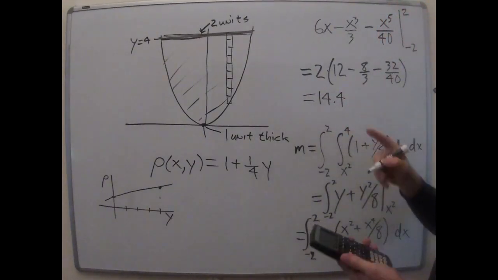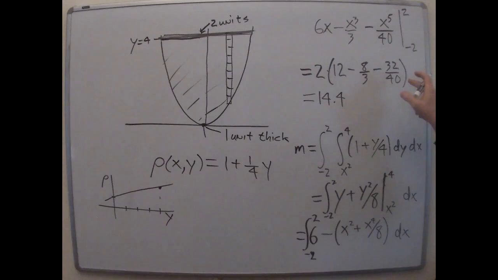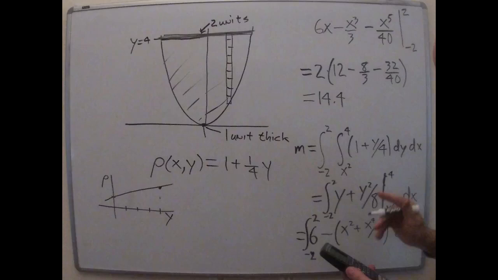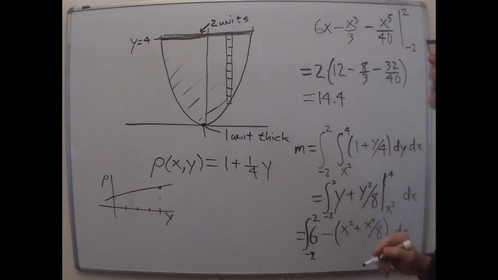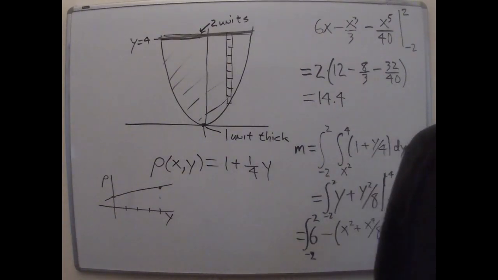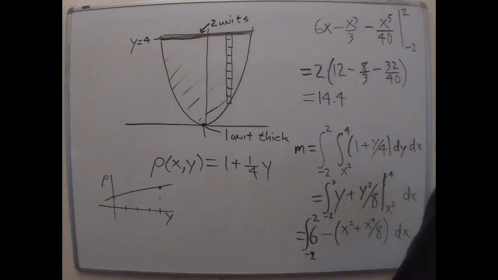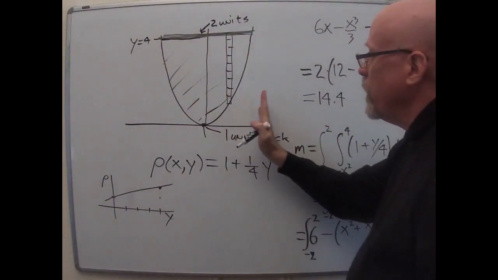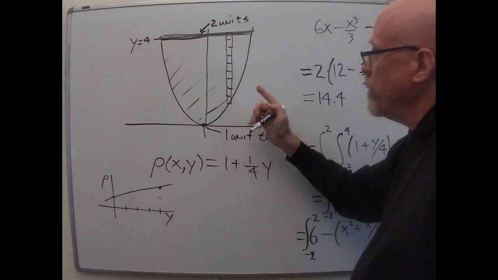And that's not an approximation. It came out 14.4 exactly. So I guess something happened with tenths. I'm surprised because there's this thirds in there. Anyway, yeah, so that's good, 14.4. That's our mass.